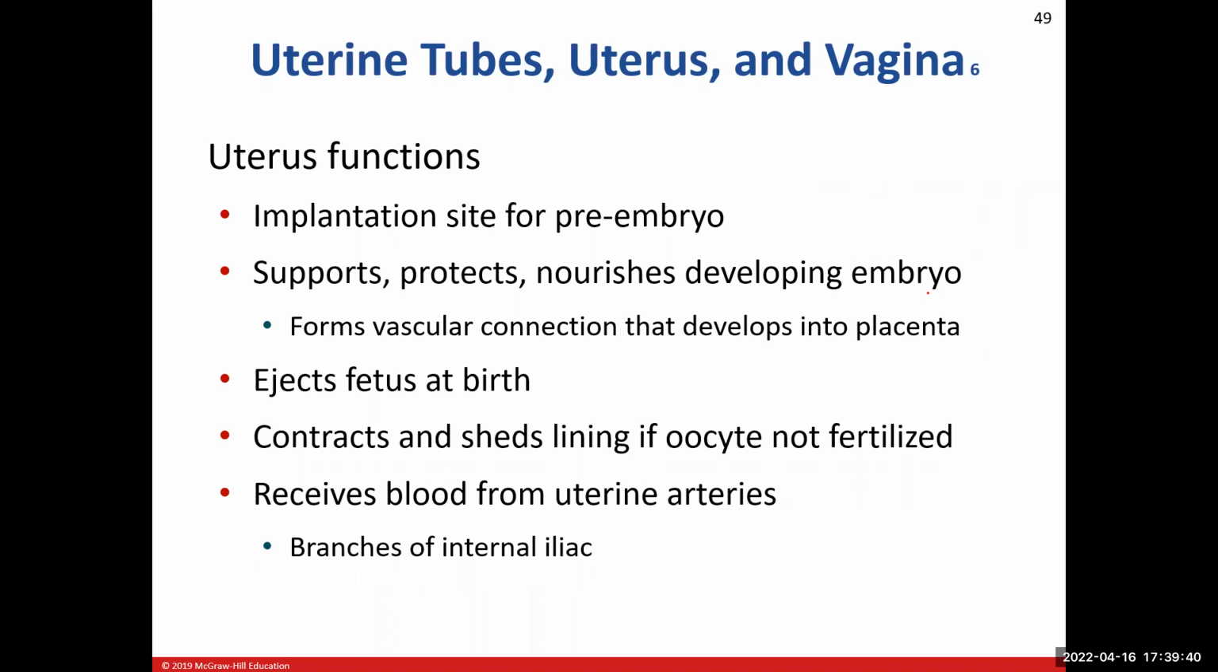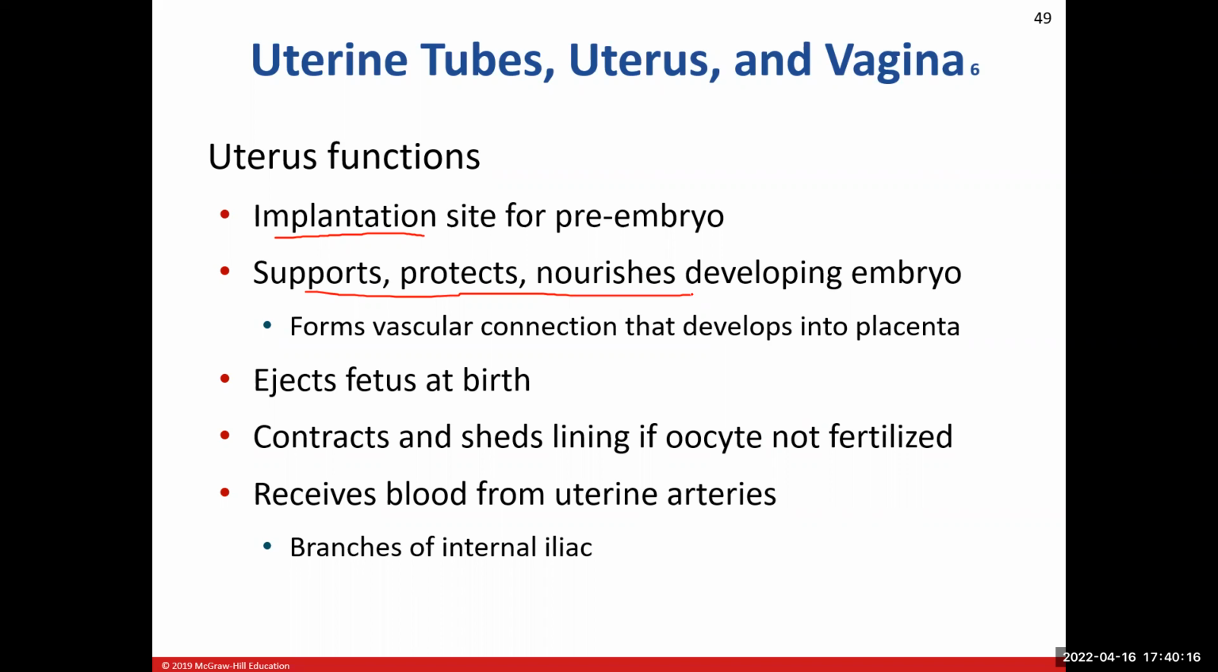So what's the job of the uterus? One is a site for implantation. And then if we're lucky enough to have implantation and the development of the fetus, then it's going to support, protect, and nourish all of those stages of development that our preembryo is going to go through. Then eventually we're going to get the development of the placenta, and this is going to be the organ that helps to keep the fetus alive. It also effectively will eject the fetus at birth.